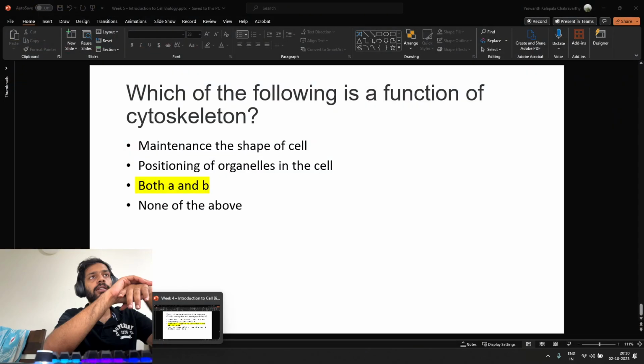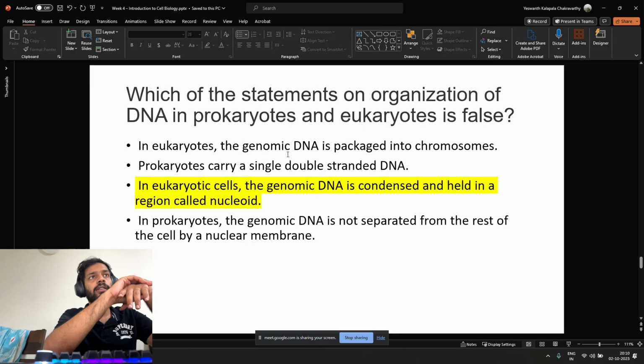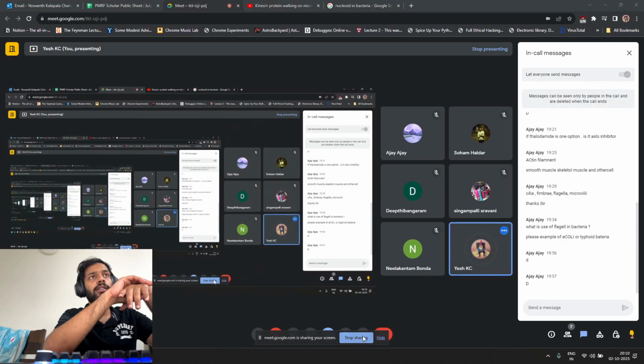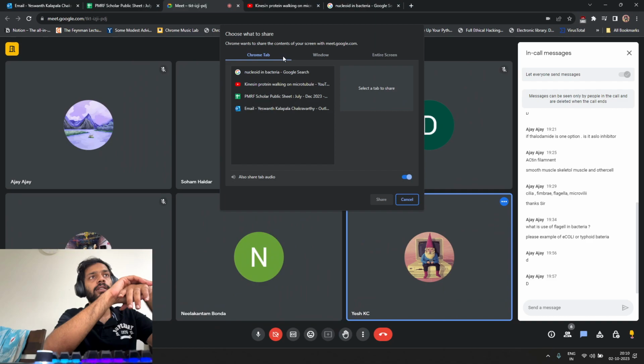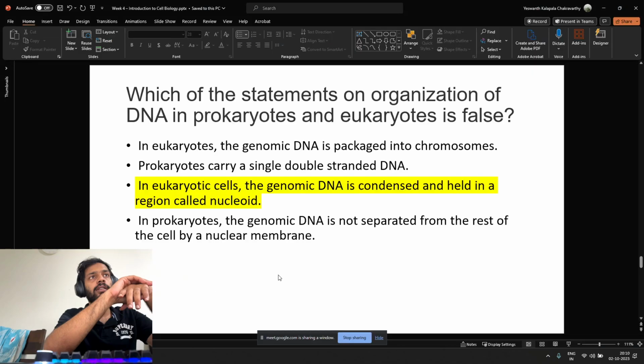Okay. Yeah, I guess we've covered more or less. Oh, sorry, one or two more. Let me see. Yeah, so the statement that in eukaryotic cells, the genomic DNA is condensed and held in a region called nucleoid is false.